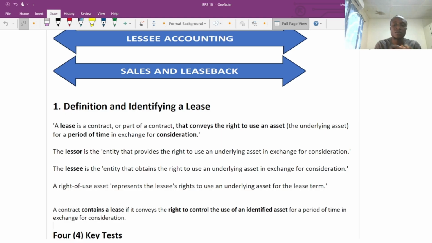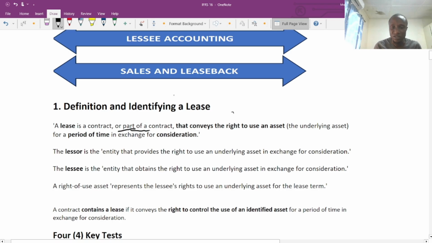So basically, we are going to look at the definition of lease. A lease is a contract or part of a contract. First important point that you need to know. First point, a lease is a contract or part of a contract. First point you need to take into consideration, that gives the right to use an asset for a specific period of time in exchange for consideration.